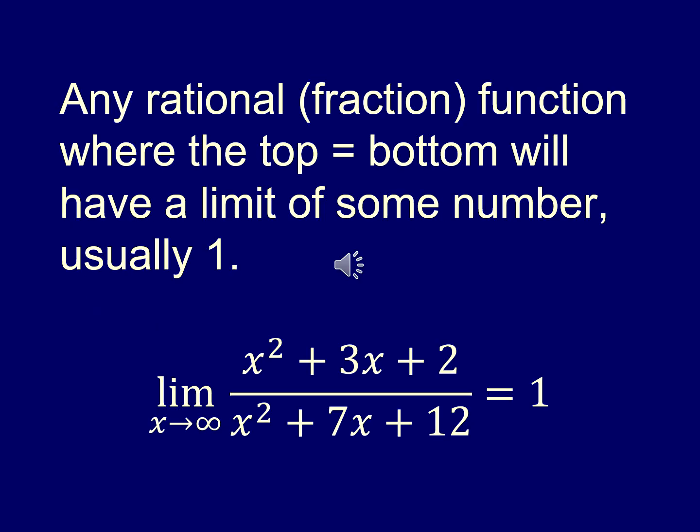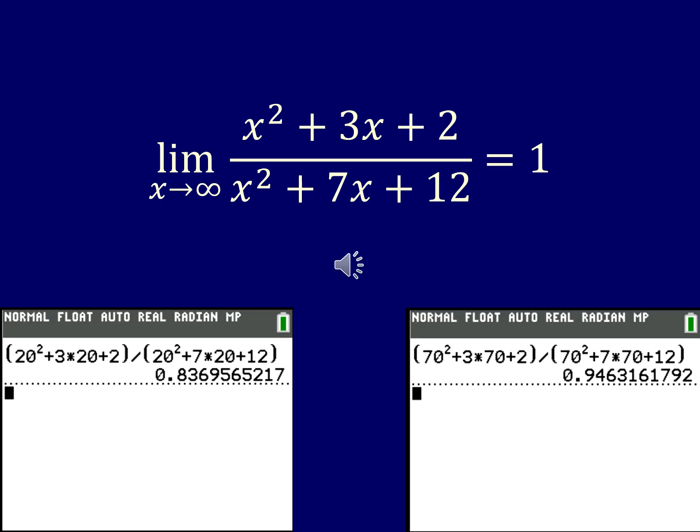And the third and final rule is that if you have a rational function where the biggest degree on top is equal to the biggest degree on the bottom, you're going to have a limit of 1. In this function, the biggest exponent on top is 2, the biggest exponent on the bottom is 2, and so my limit is 1.